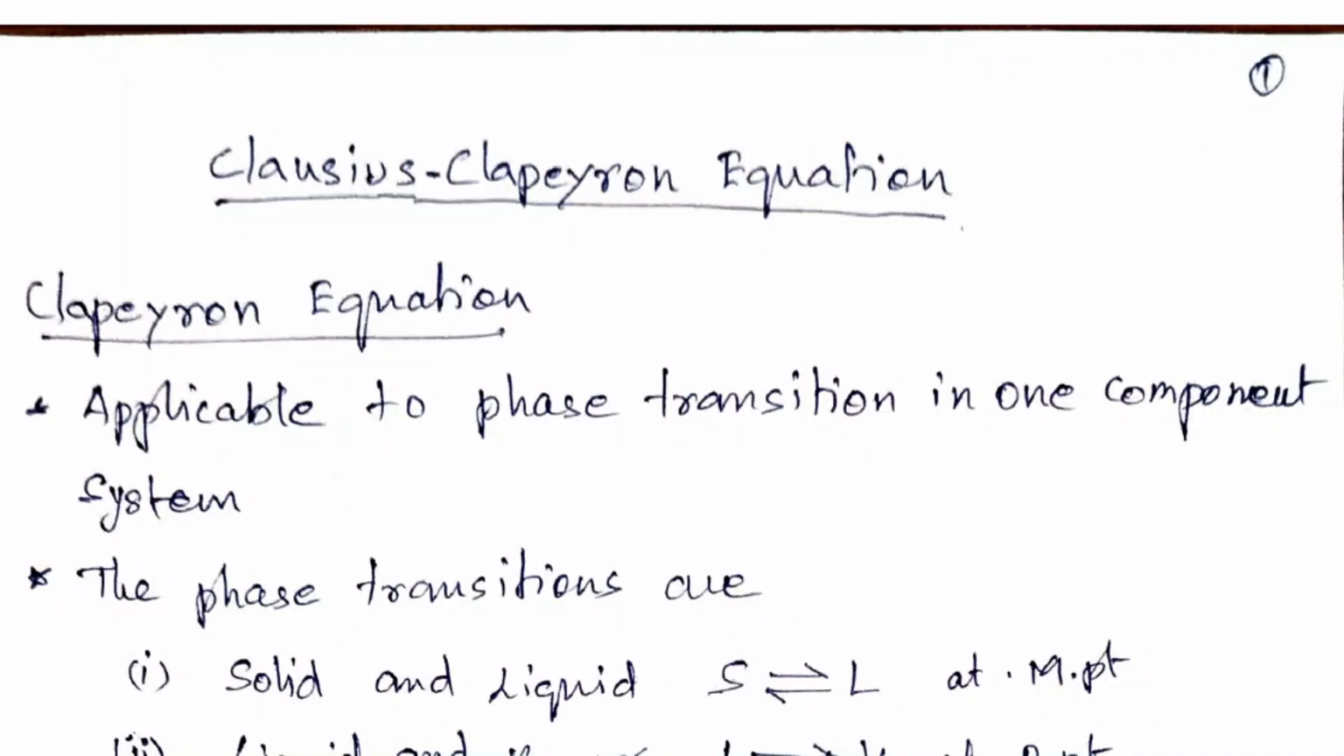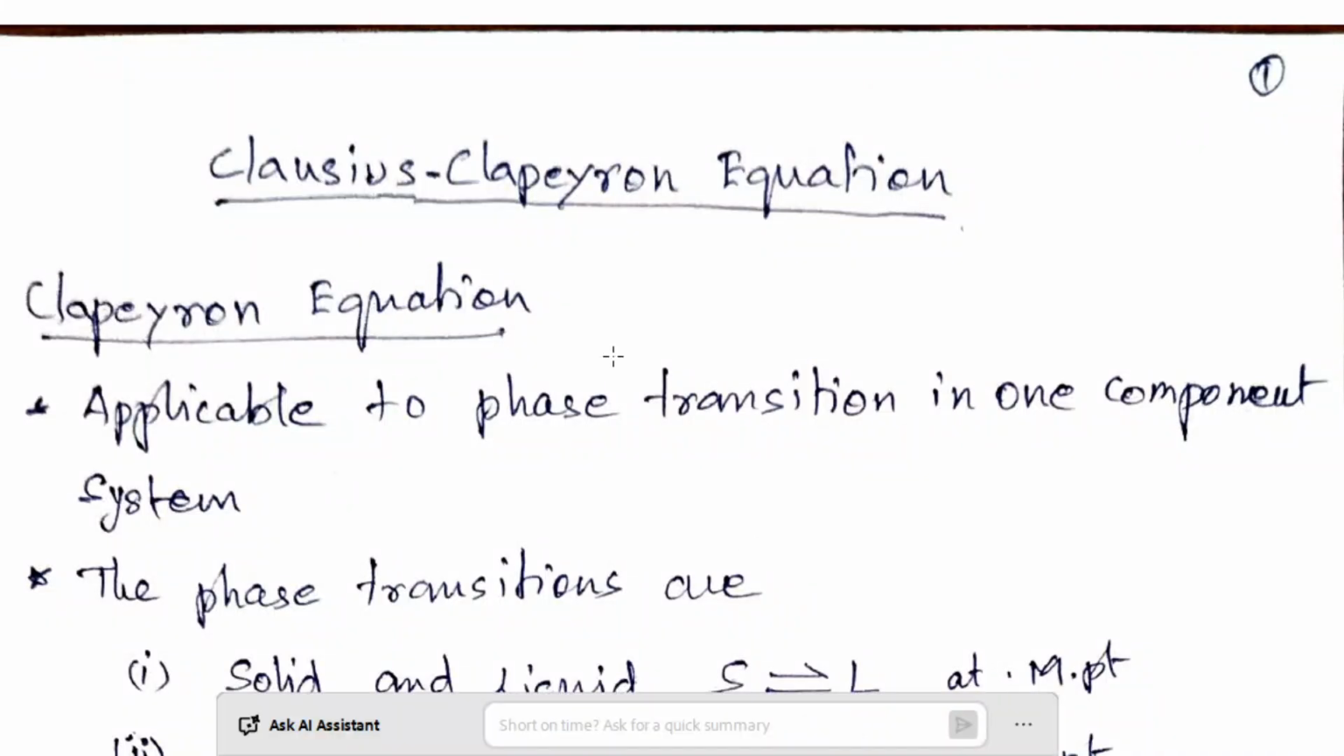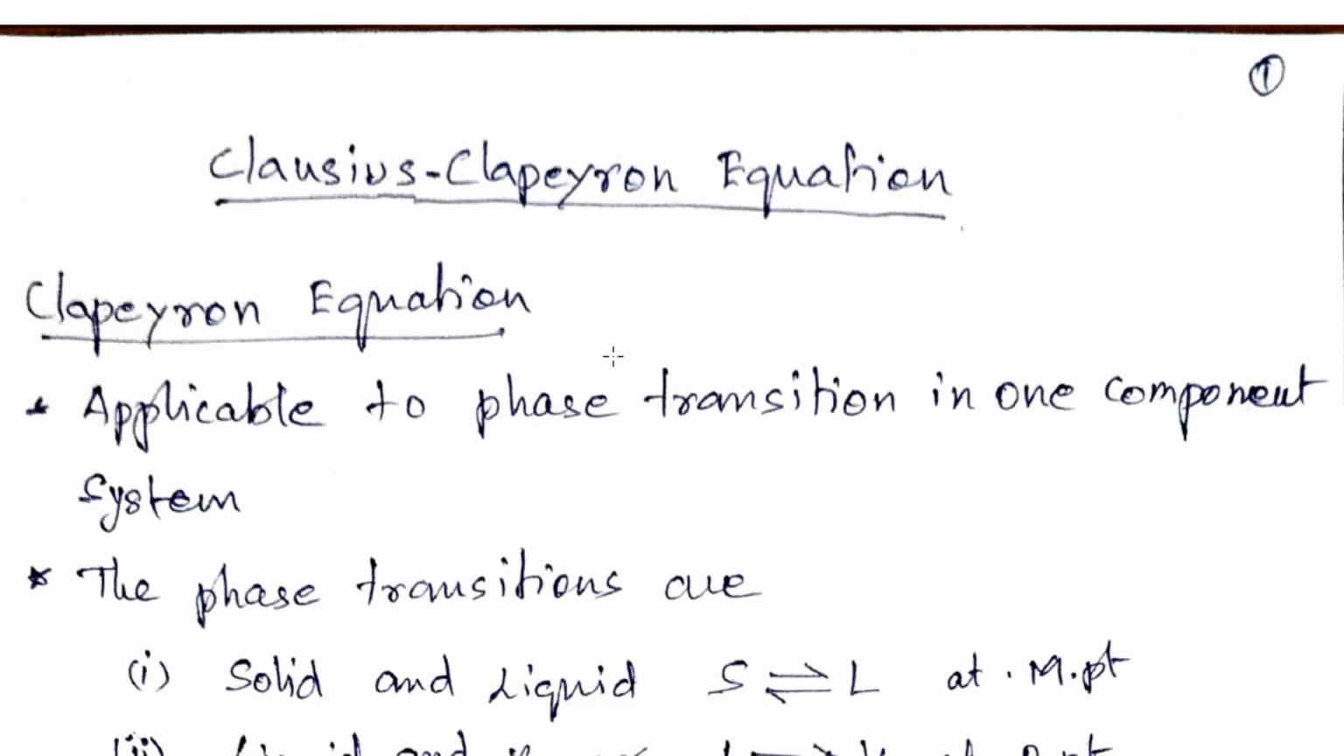Dear students, today we shall derive the Clausius Clapeyron equation. This equation is actually a modification of the Clapeyron equation for a specific system. Therefore, let us first see what the Clapeyron equation is, and then we can derive the Clausius Clapeyron equation.